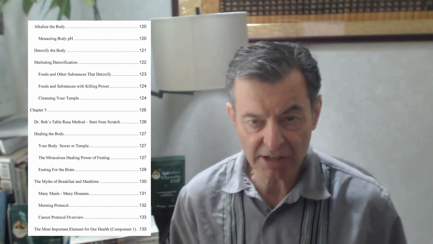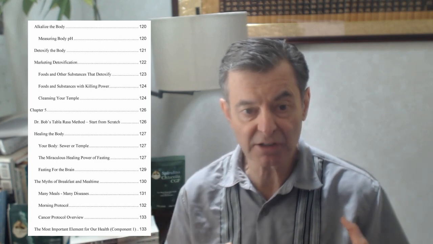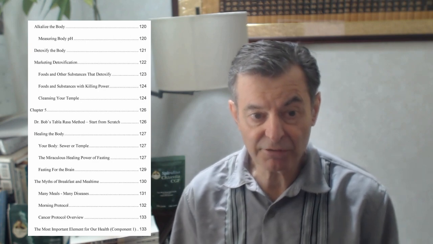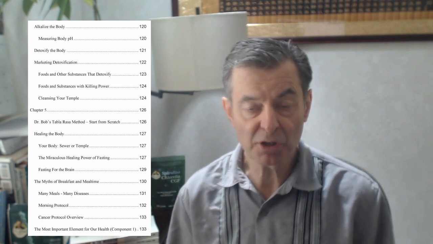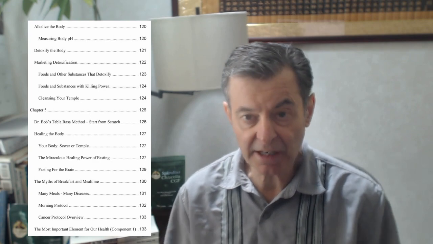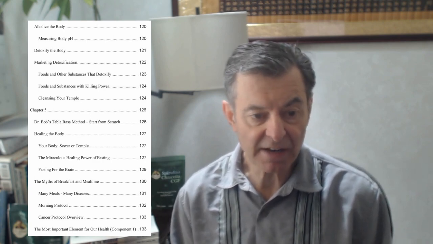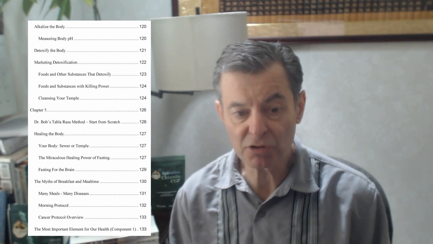Foods and other substances that do detoxify the body. I talk about that. Foods and substances with killing power. So we'll get into that. That has to do with destroying everything in your digestive tract, so we can put back the friendly bacteria. So when I say killing power, these are foods that you can put into your body and clear that out, and then again put in the friendly bacteria, and then cleansing your temple, of course, is cleansing your body. That's what it's all about. Dr. Bob's chapter 5, Dr. Bob's tabula rasa method, start from scratch, and that's what everything is about. That's what I'm going to talk about here.